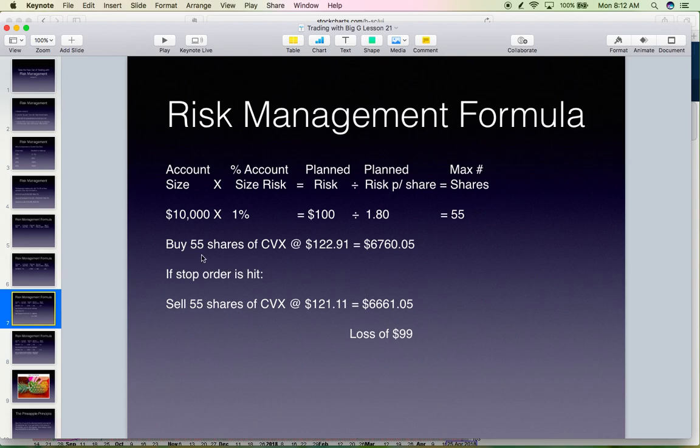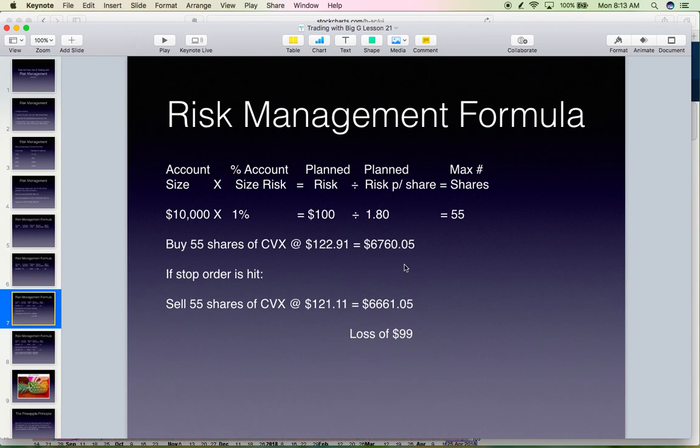So let's say you buy 55 shares of Chevron CVX at $122.91. That's $6,760.05. If it doesn't go up, if it goes down and it hits that stop 1 penny below that hammer candle, you would sell. You'd have an order in. Your stop order would automatically sell when it hits your number. You'd sell 55 shares of Chevron at $121.11, giving you $6,661.05. You would lose $99.